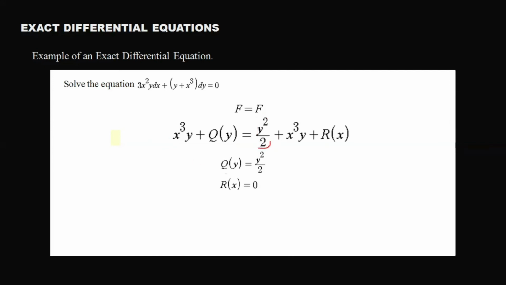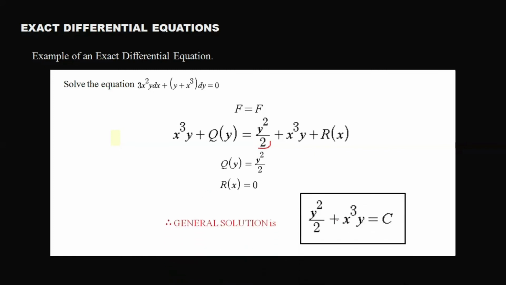So, itong q of y at r of x, i-substitute lang natin sa mga na-integrate natin kanina para mahanap na yung general solution. Kaya ang general solution natin is magiging y squared over 2 plus x cubed y is equal to c.